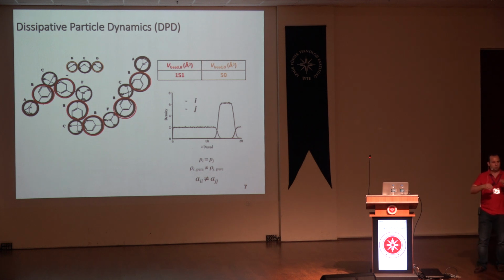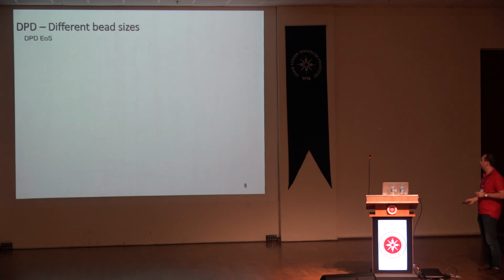So what you do is play with the compressibilities to generate different volumes around the beads. Remember, I already mentioned that these are point particles, so what is important is the volume around the particular bead.